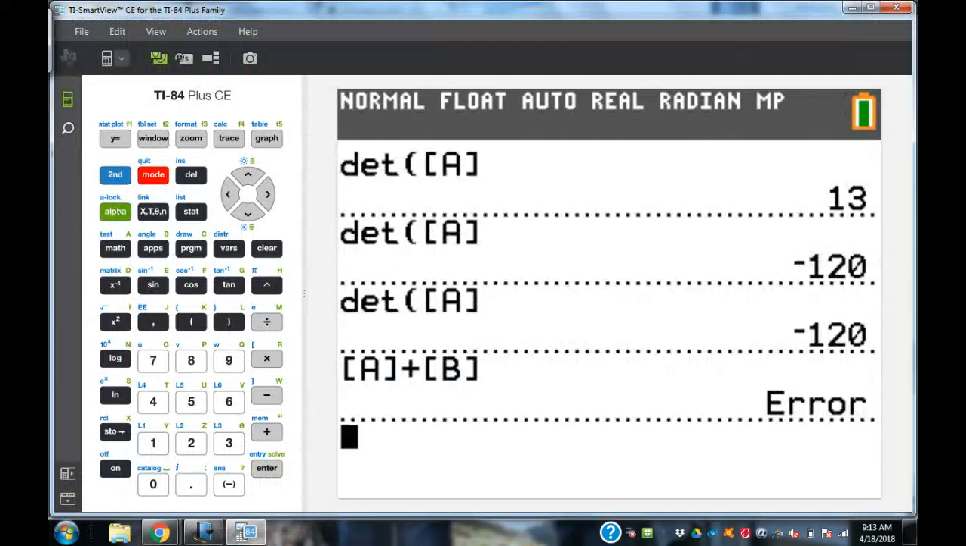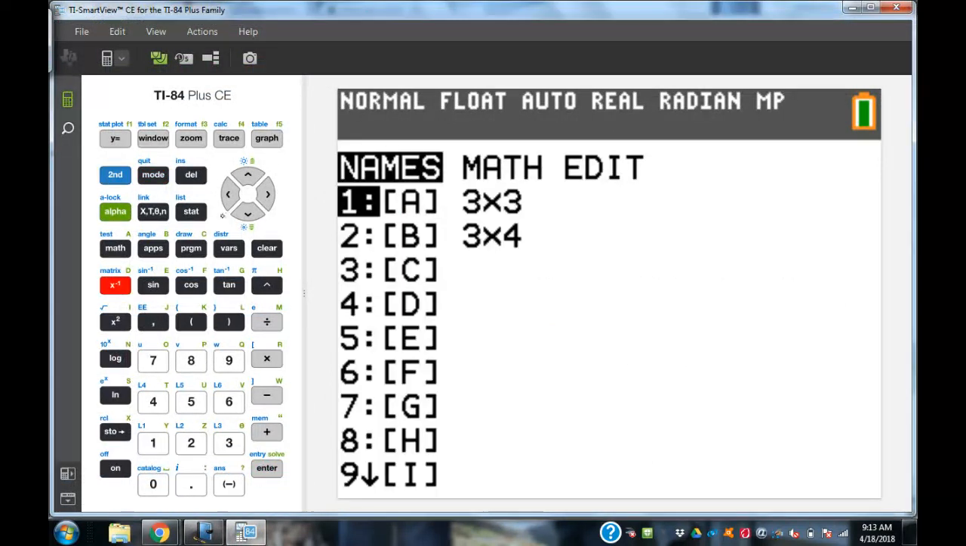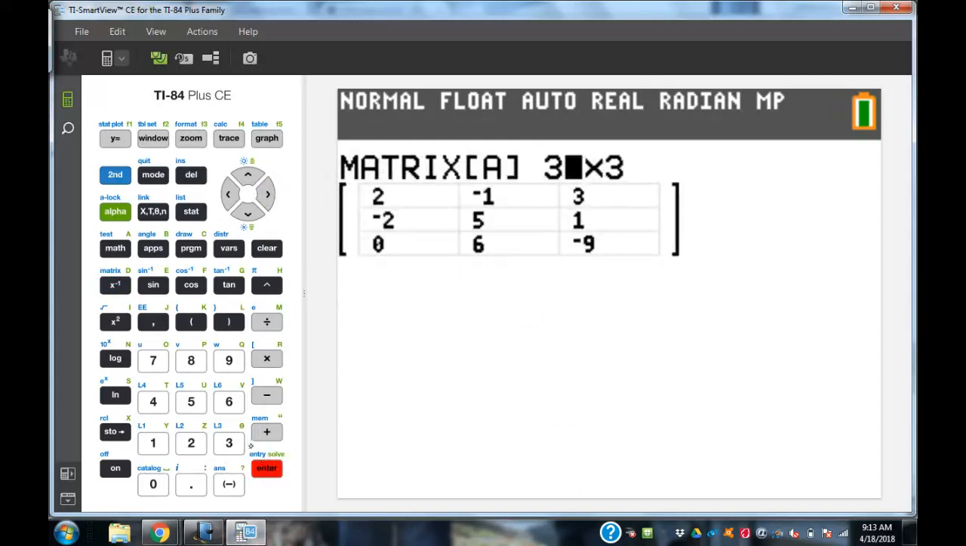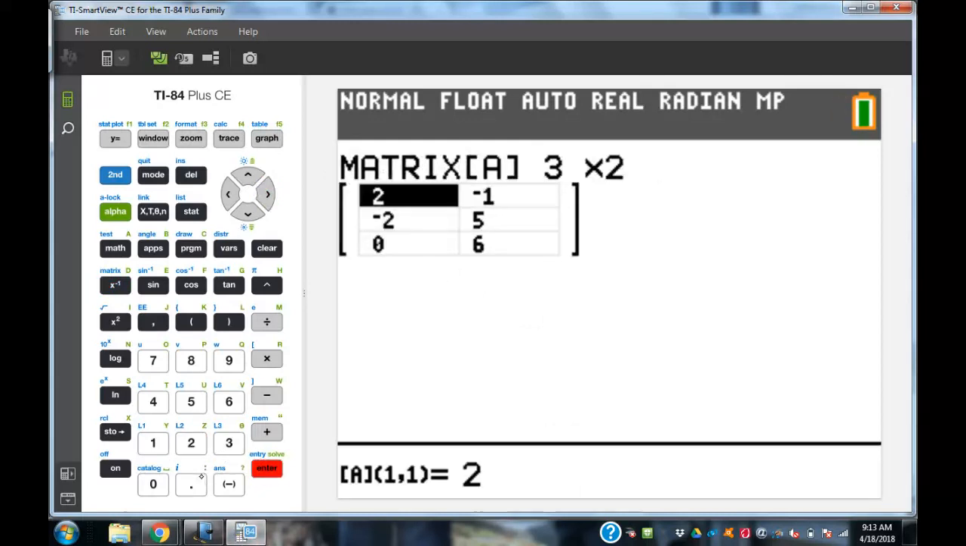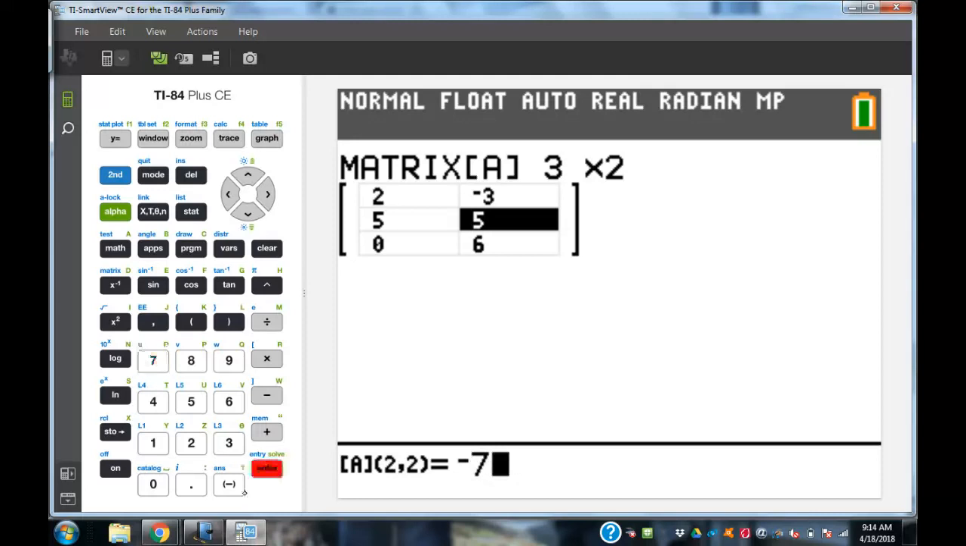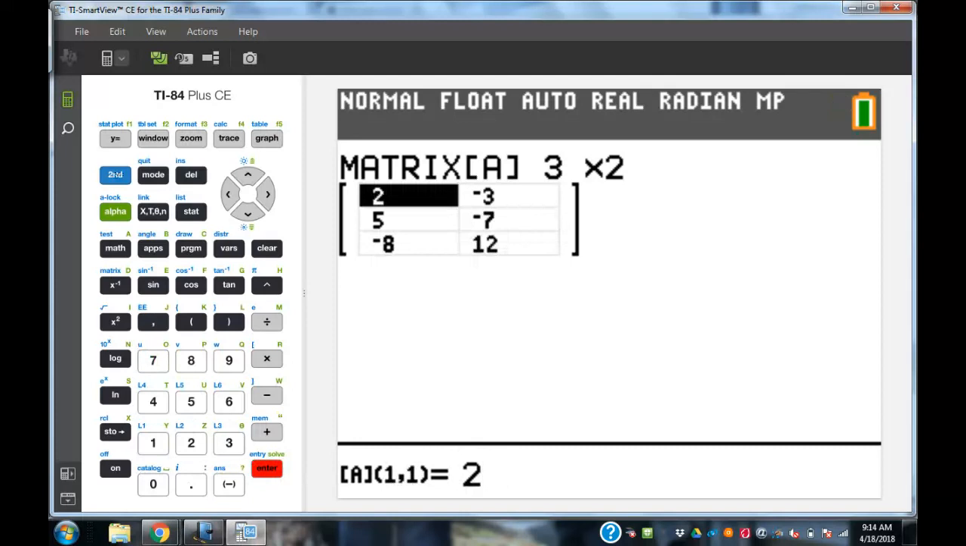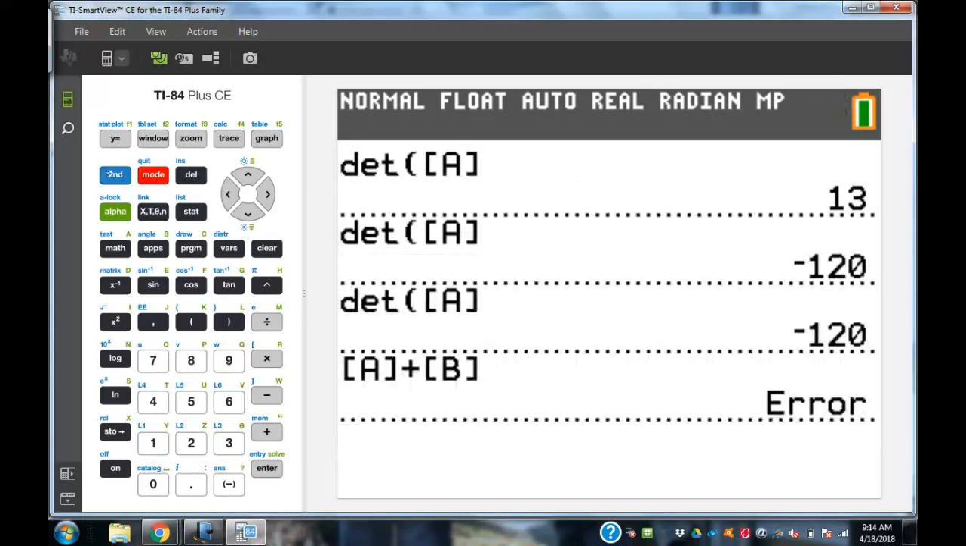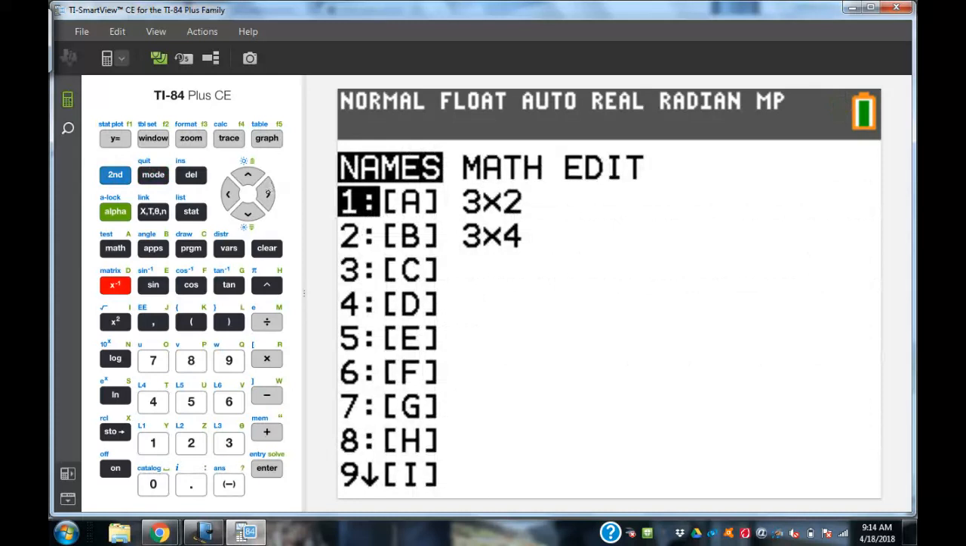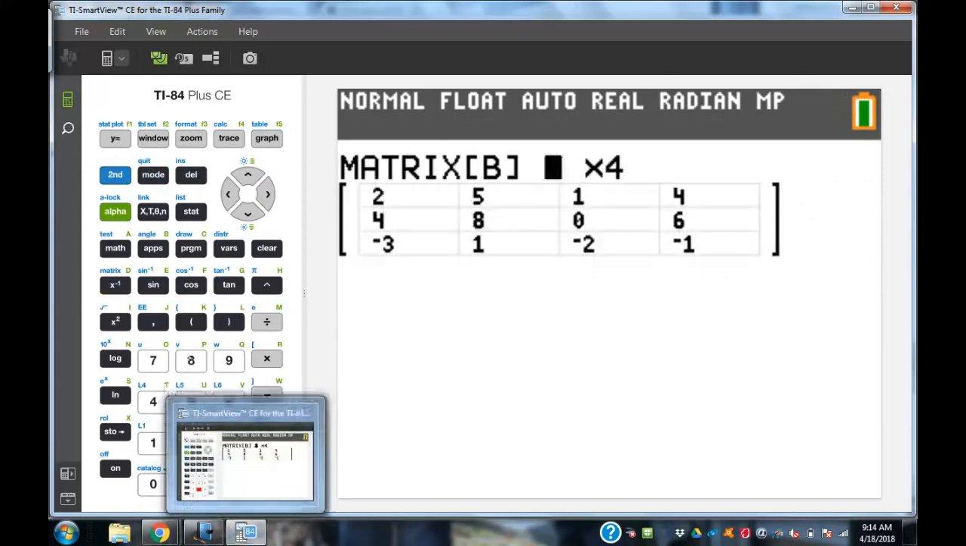Okay. So we go matrix, edit, and I'm going to put in a 3 by 2: 2, negative 3, 5, negative 7, negative 8, and 12. And then go in and put matrix B, say 2 by 1.